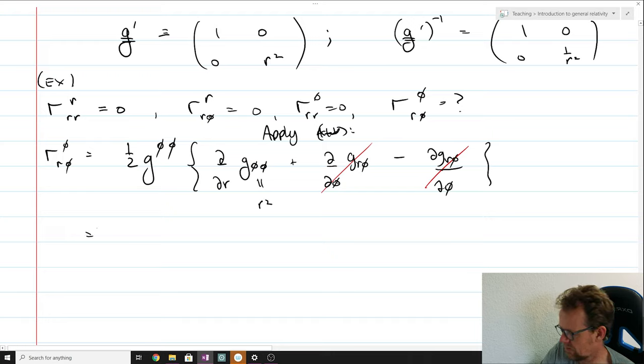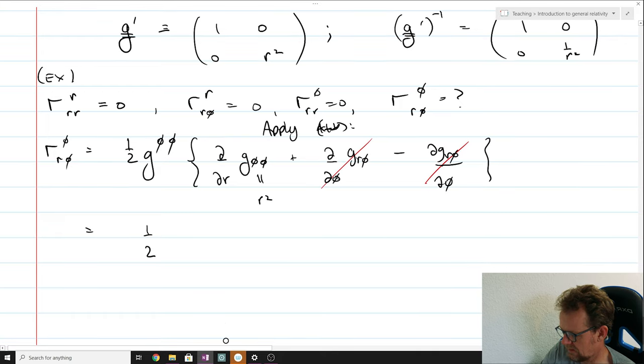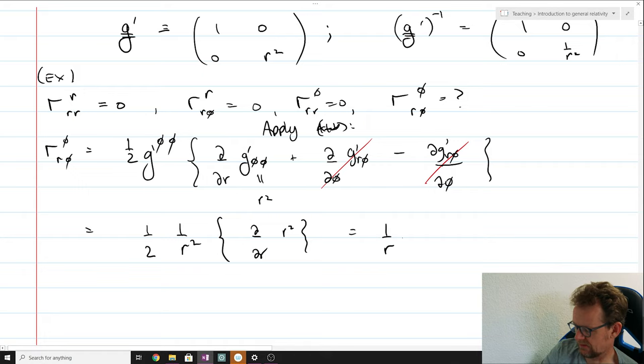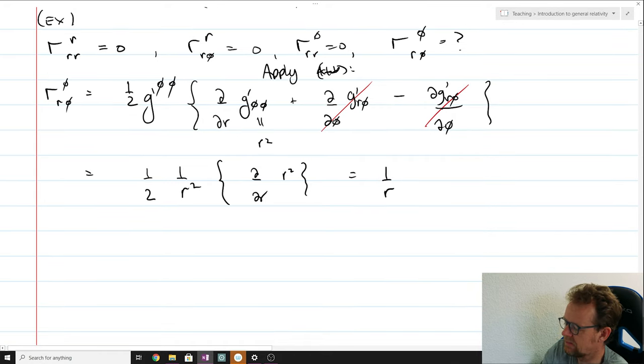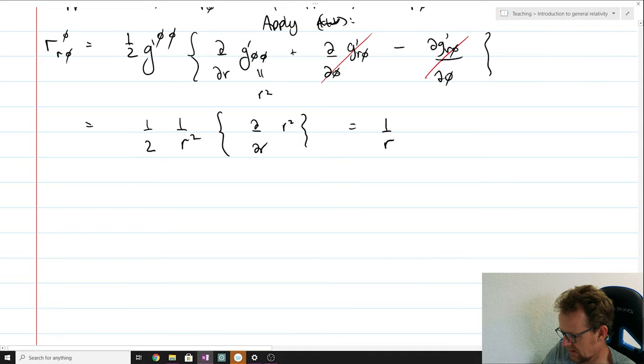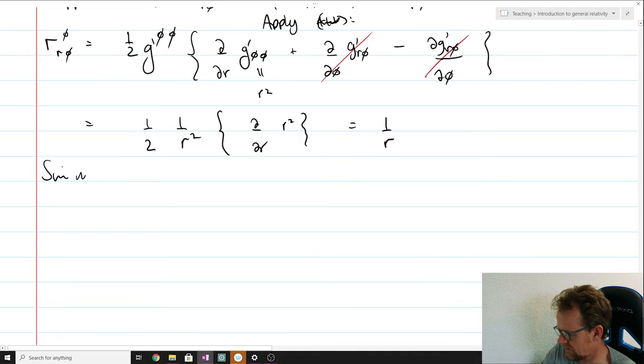And the inverse of g evaluated, g prime, sorry, it should have been primes here. And the inverse of g prime, the φφ component, is 1 over r squared. So substituting all this in gives us 1 over r for that Christoffel symbol. So this is a non-trivial Christoffel symbol in this coordinate basis. And so similarly, right?